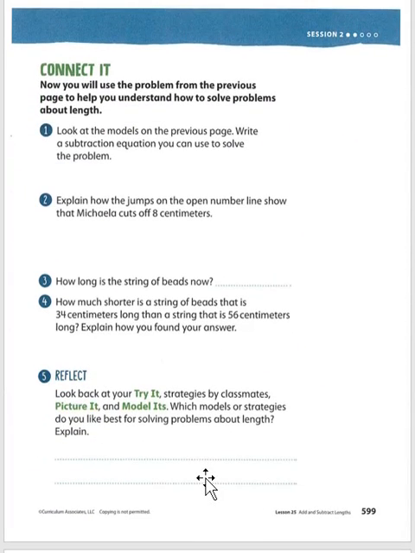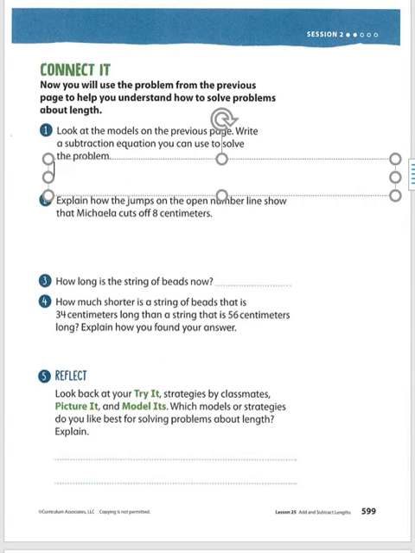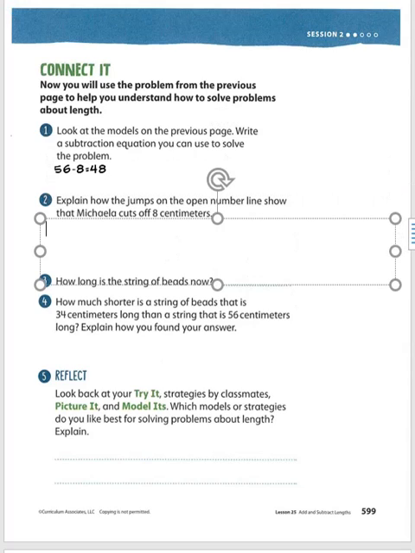Look at the models on the previous page. Write a subtraction equation you can use to solve the problem. So on the problem before, it shows it's 56. We're minusing 8, and that equals what? Well, we know that it equals 48. I'm going to put it even though we don't really know. That wasn't the part. Number 2 says, explain how the jumps on the open number line.